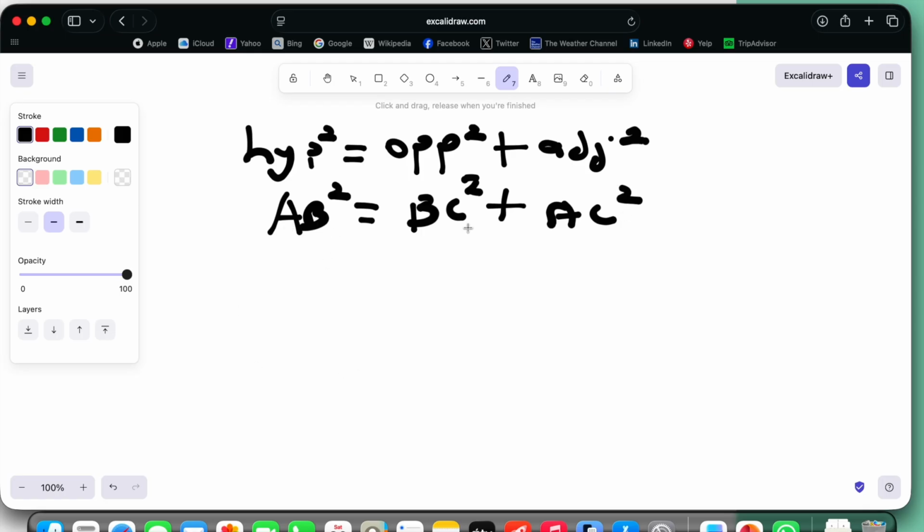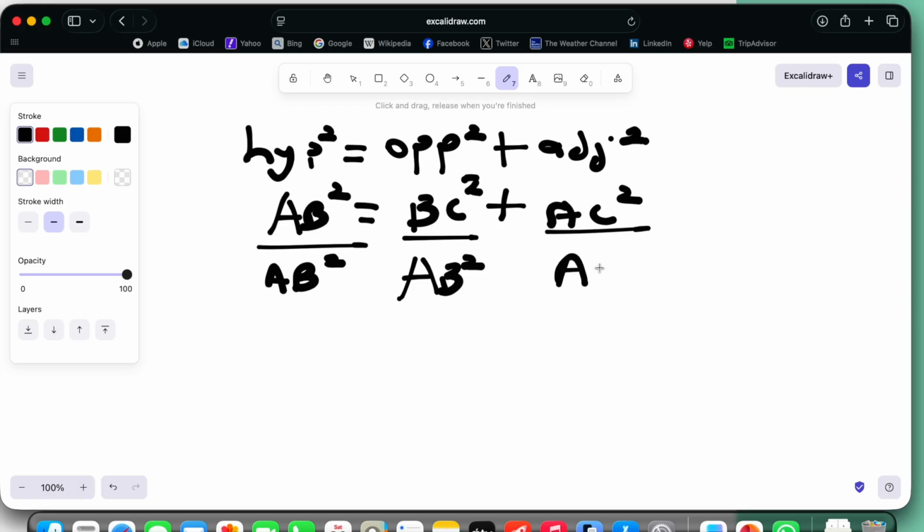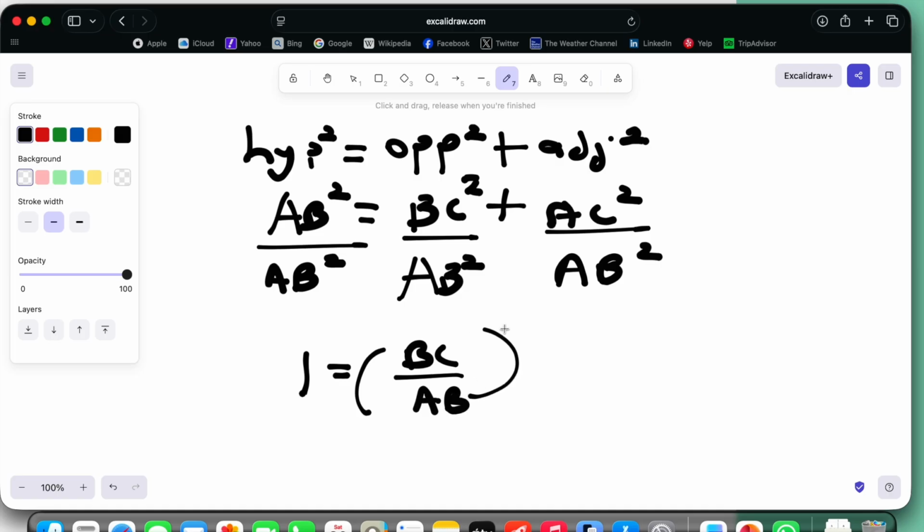Now, if I divide all through by AB squared, so I divide this by AB squared, I divide this by AB squared, I divide this by AB squared. So we have AB squared over AB squared to give us 1, BC squared over AB squared. I can also write this as BC over AB all squared, right? Great. Plus AC over AB all squared.